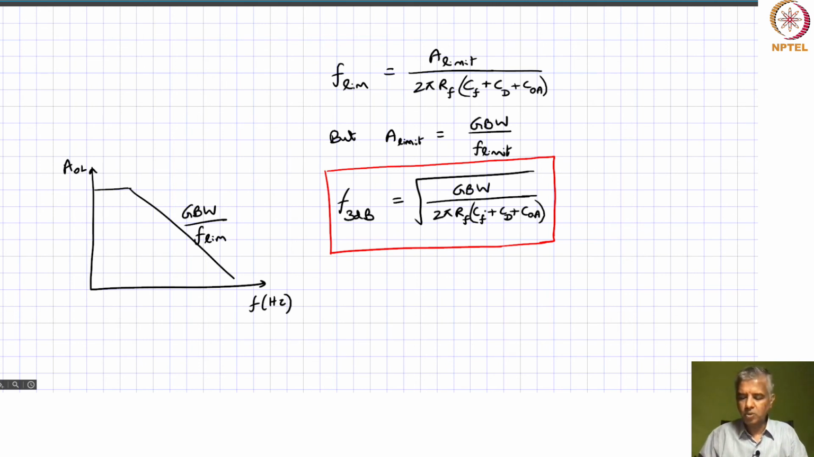So you try to keep these capacitance values as small as possible. For example, you pick an op amp whose input capacitance is a much lower value compared to these two, so you can neglect it, and you can keep the feedback capacitance, the parasitic capacitance and all that to about 0.5 picofarad.